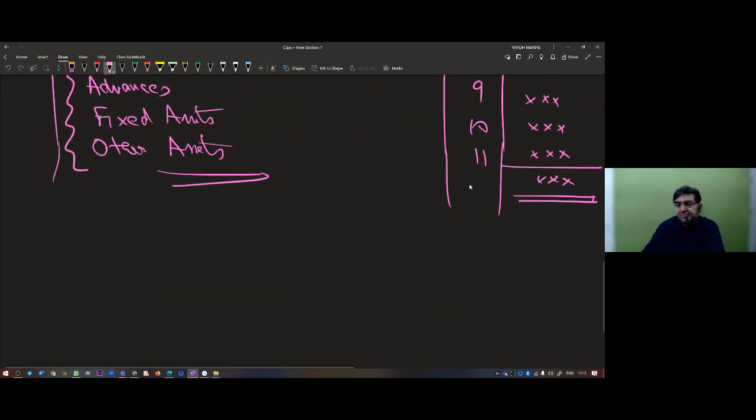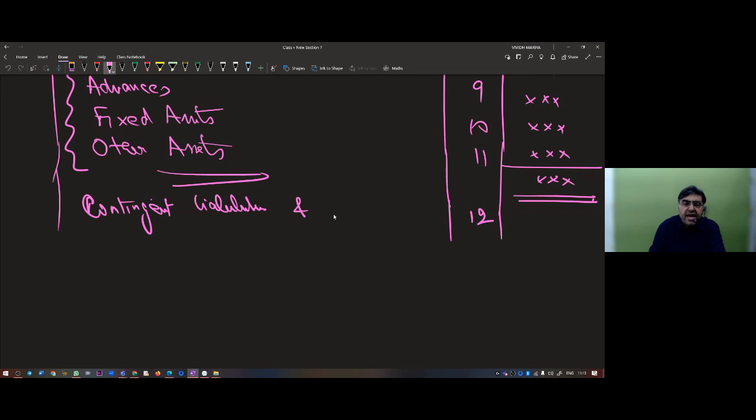Now the next is 12, that is contingent liabilities. So this is bills, contingent liabilities and bills for collection. We will discuss each and every term. What are these? We'll discuss. This is a note in the balance sheet, but it is schedule number 12. This is a format of the balance sheet.